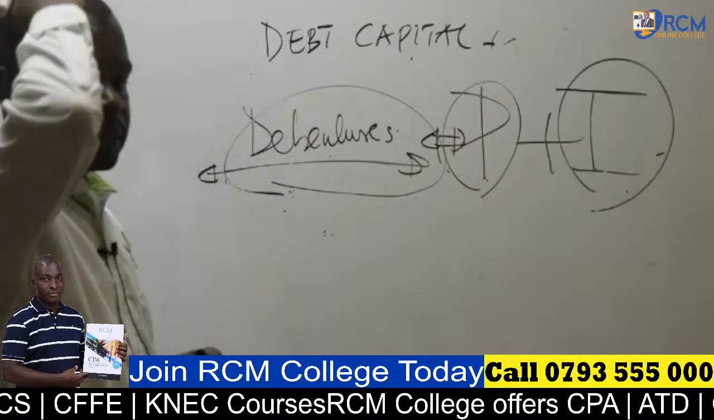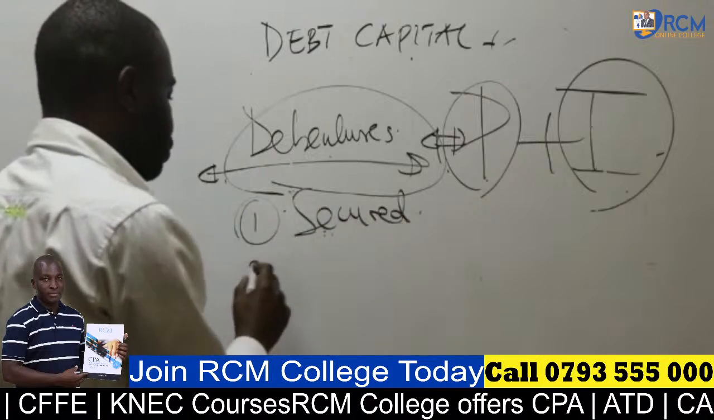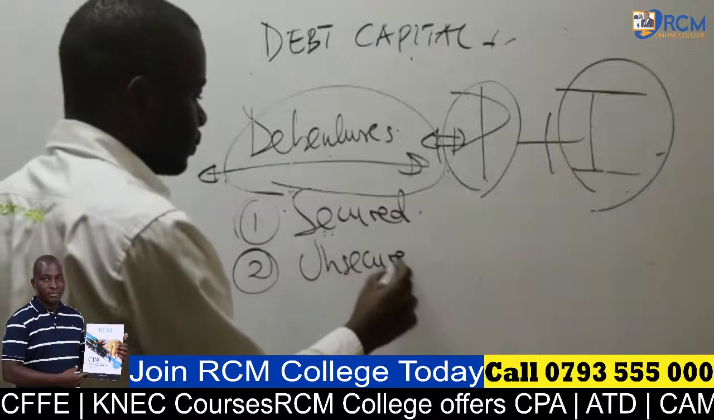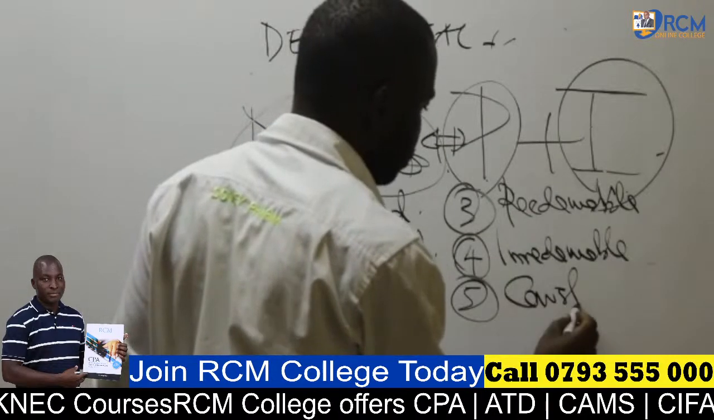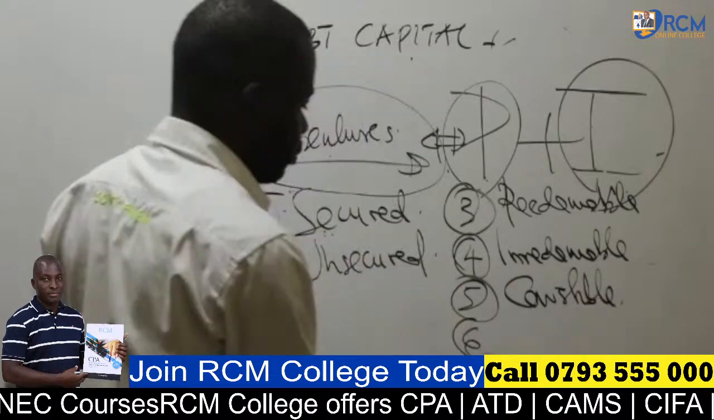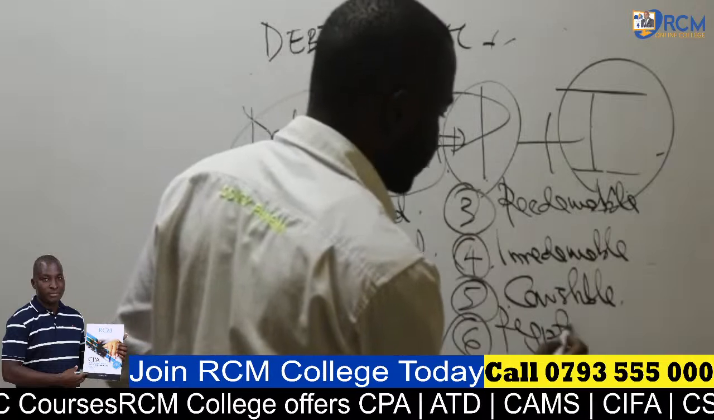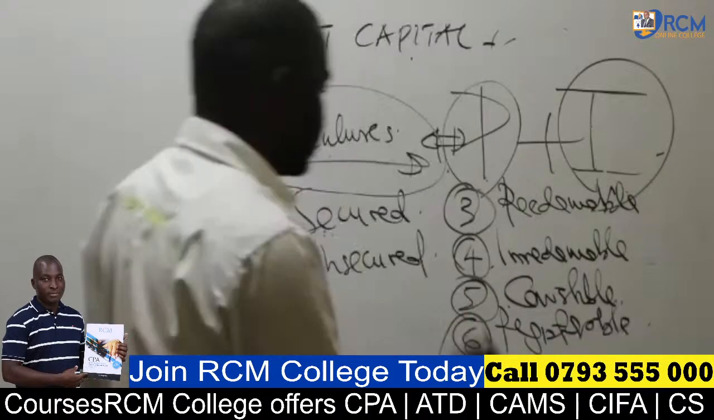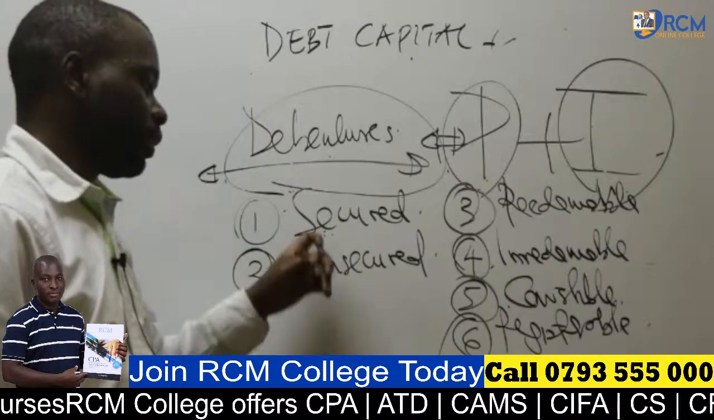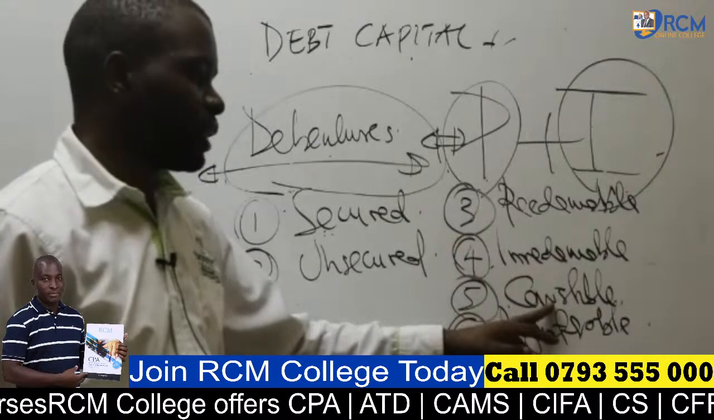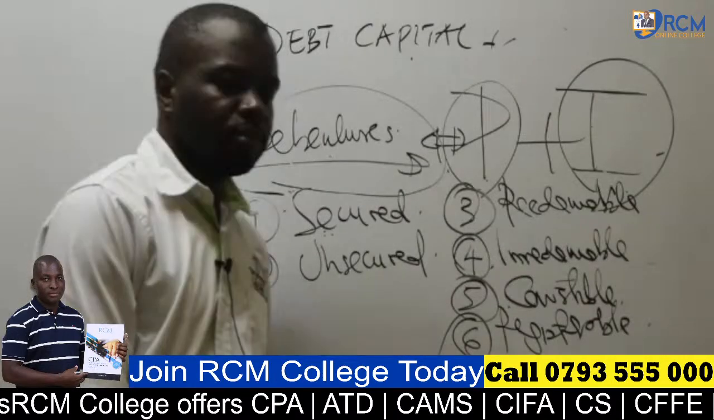So what are the types of debentures? We have several types. Number one, secured debenture. Number two, unsecured debenture. Then redeemable, irredeemable, convertible, and registerable debentures. These are the types of debentures that we can have. We can look at each one of them so that you can understand them.